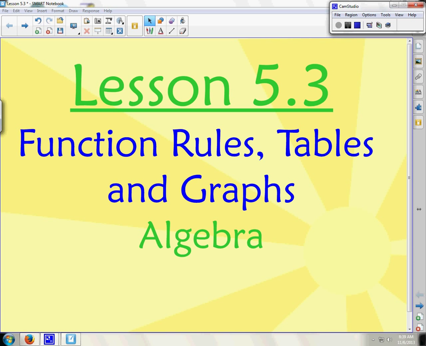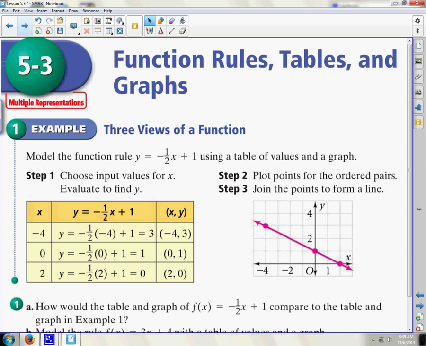Lesson 5.3 is function rules, tables, and graphs. So, title your paper function rules, tables, and graphs with 5.3 at the top. Now, here's the first one.